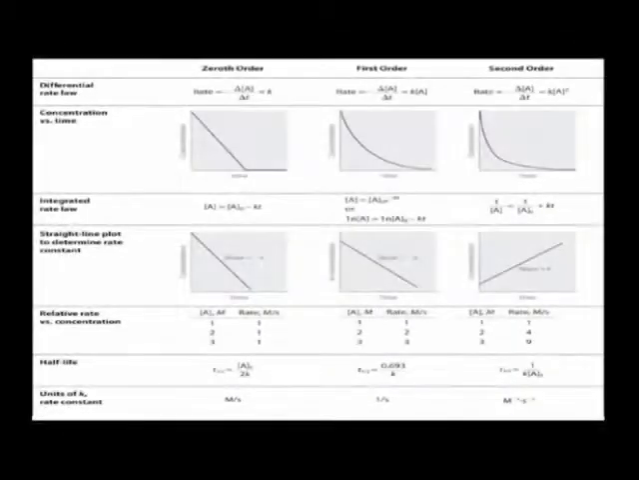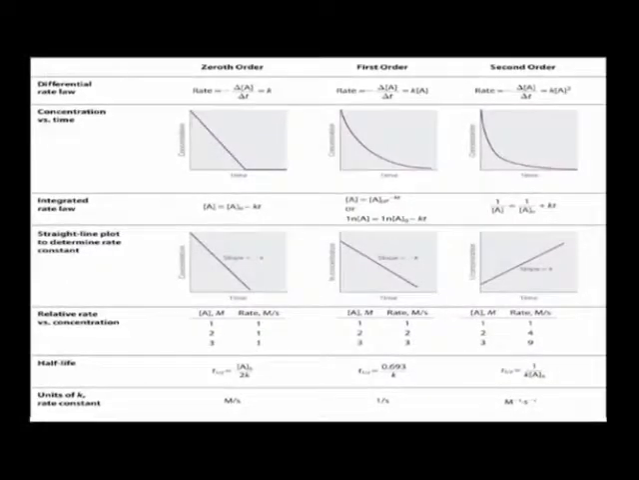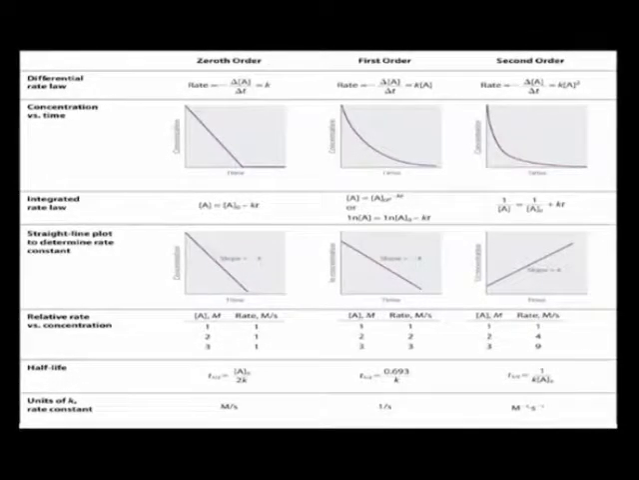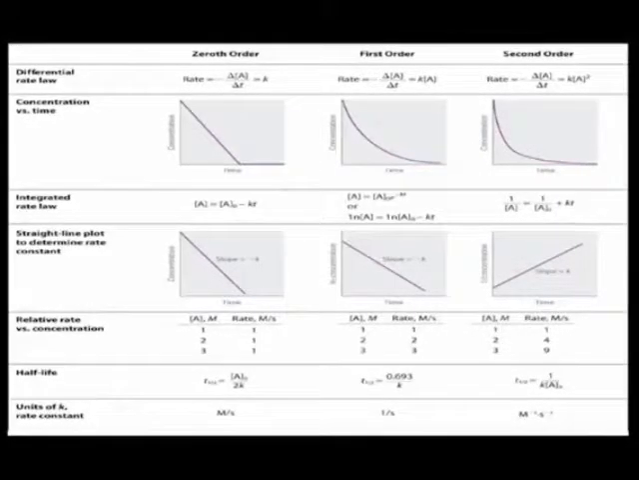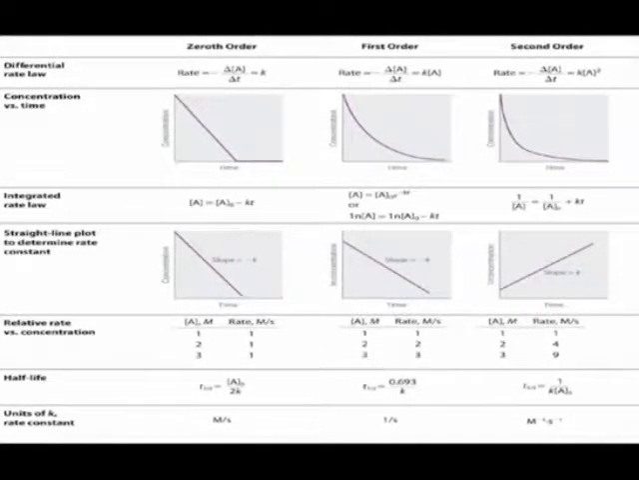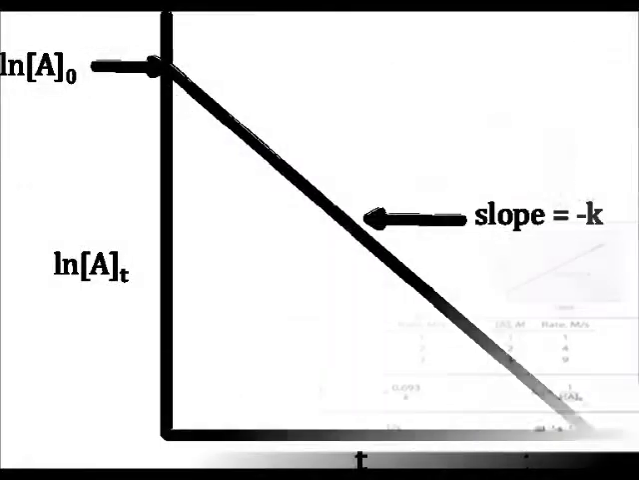For zero order, a linear graph with negative slope is produced. The gradient of the graph represents the rate constant. The unit for the rate constant for zero order of reaction is mole per liter per second. For first order of reaction, a graph of ln initial concentration A versus time will be plotted. A linear graph with negative slope is produced. The gradient of the graph represents the rate constant. The unit for the rate constant for first order of reaction is 1/second.